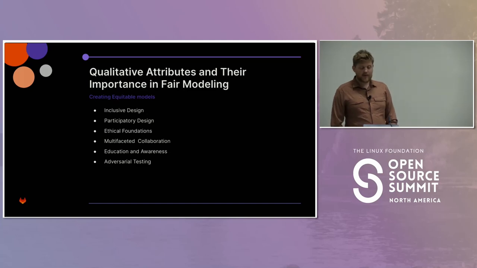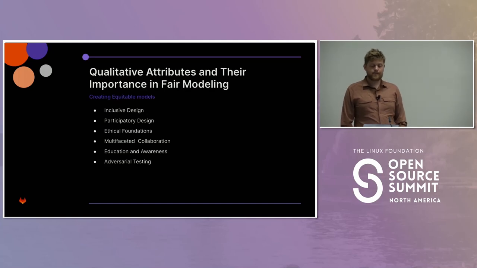So what happens when the quantitative approach fails us? This leads to a qualitative approach in fairness in machine learning. How can we focus on incorporating ethical and societal considerations into the development of these models? Beginning with inclusive design, this approach involves designing machine learning models that are accessible and usable by a diverse range of users. This includes taking into account factors such as language barriers, cultural differences, and physical abilities.